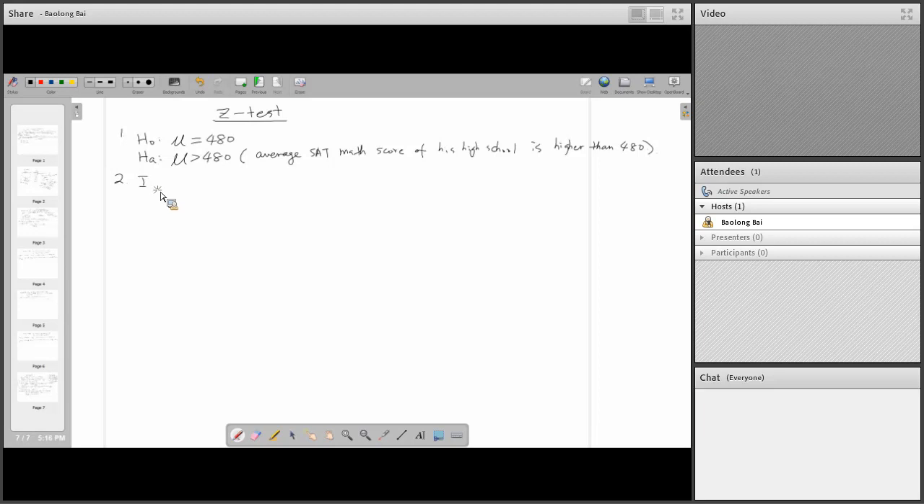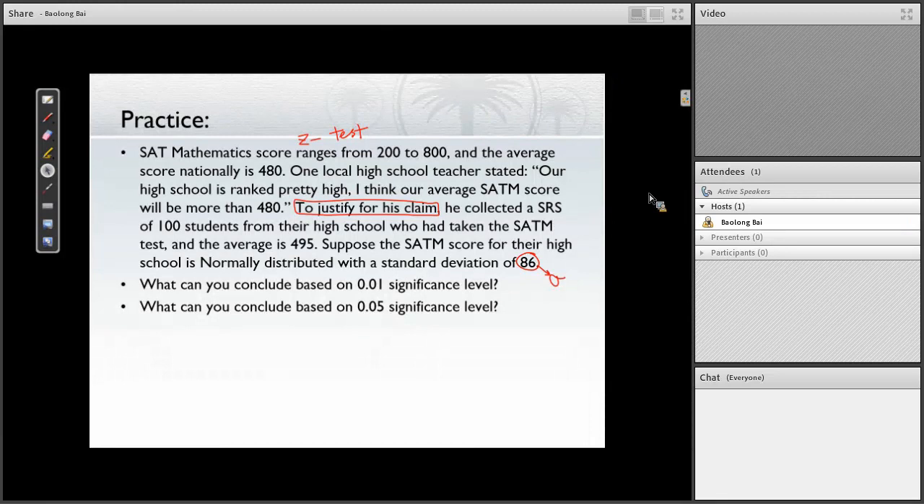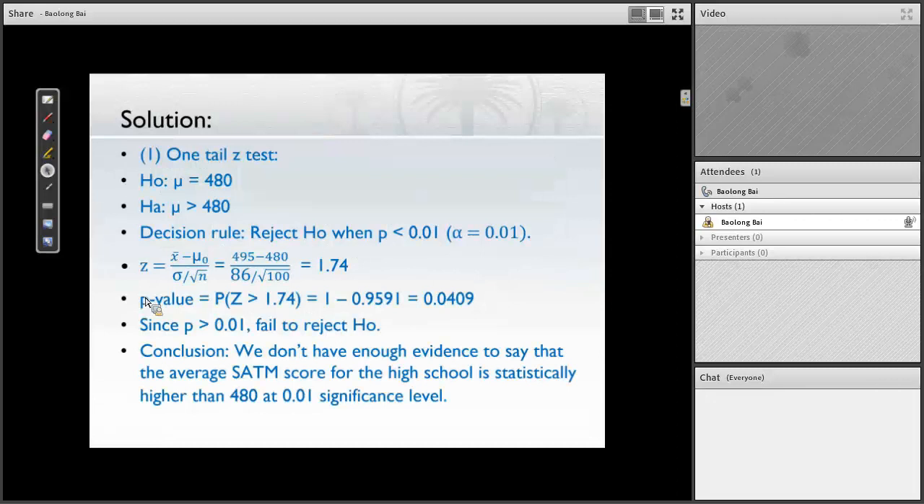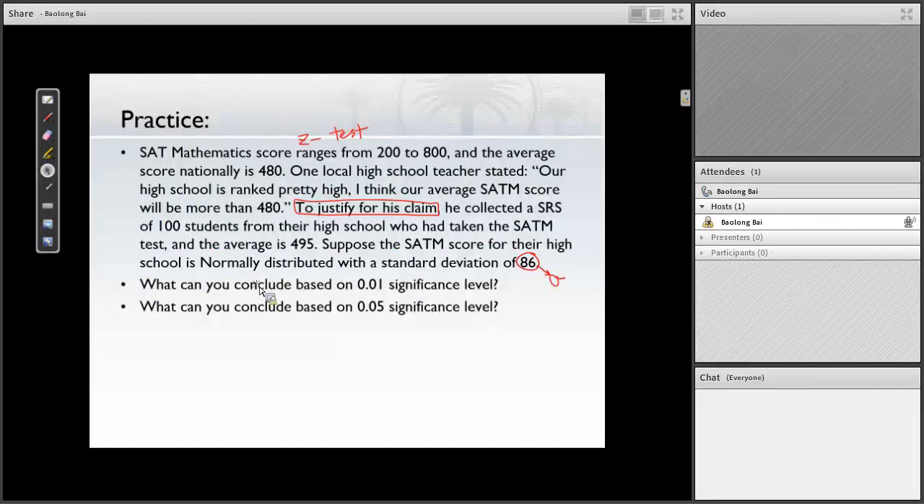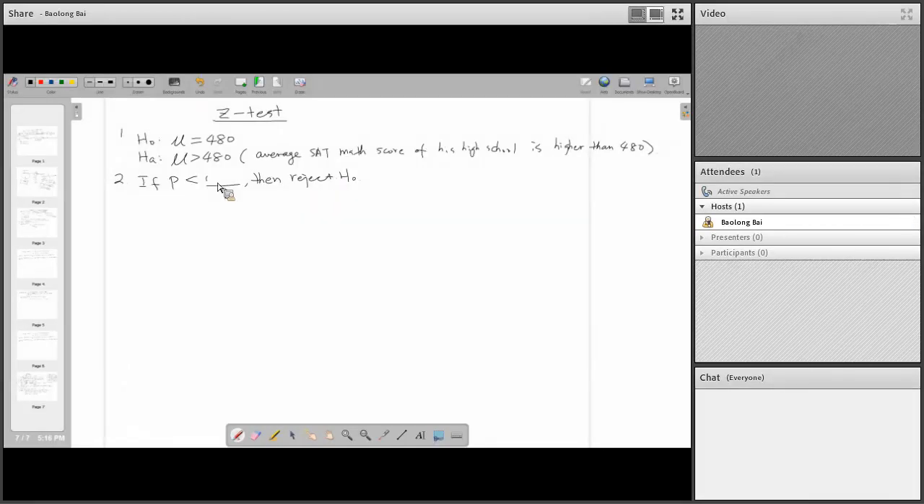Second step, if p-value is less than alpha, then reject the null, right? So we need to determine what alpha value to use. So let's look at the problem. Does it give us alpha to use or not? So we are going to do the first one right here. So that means we need to do a hypothesis test with alpha equal to 0.01, right? So then that number 0.01 will be completed over here. Step 2 is done. Restate the rejection rule.